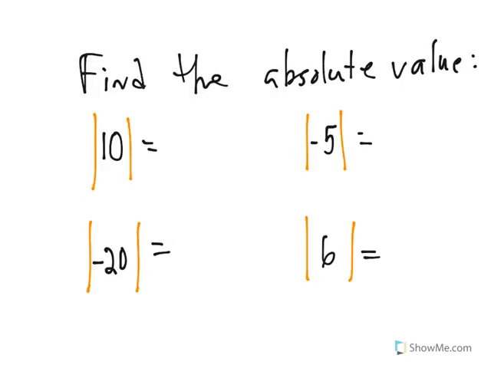Okay, so I'm going to leave this up for you. Find the absolute value of the following. Okay, and if you've answered your questions, the absolute value of 10 is 10. The absolute value of negative 20 is 20. The absolute value of negative 5 is 5. And finally, the absolute value of 6 is 6.